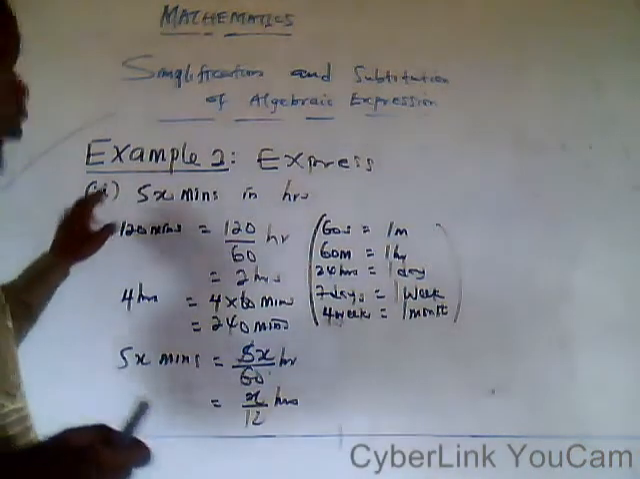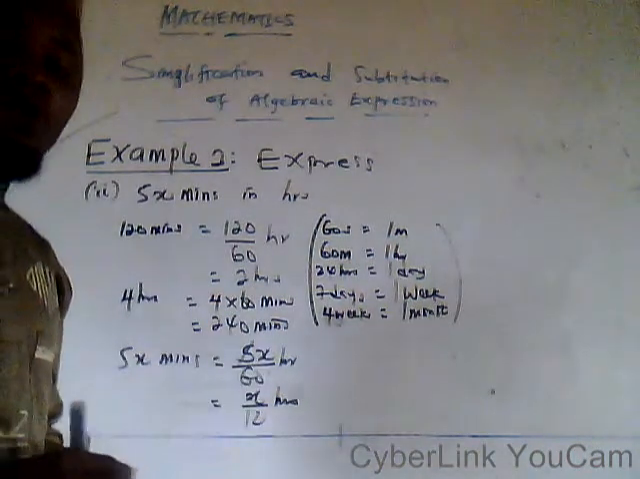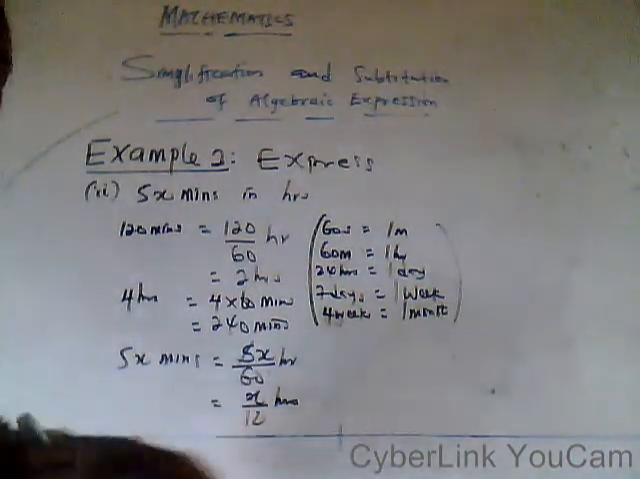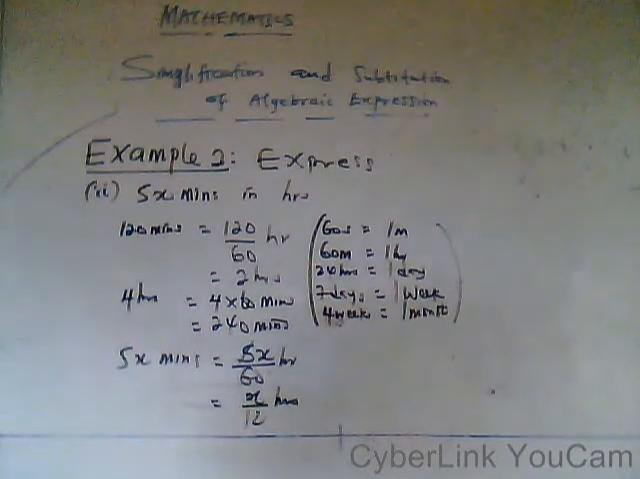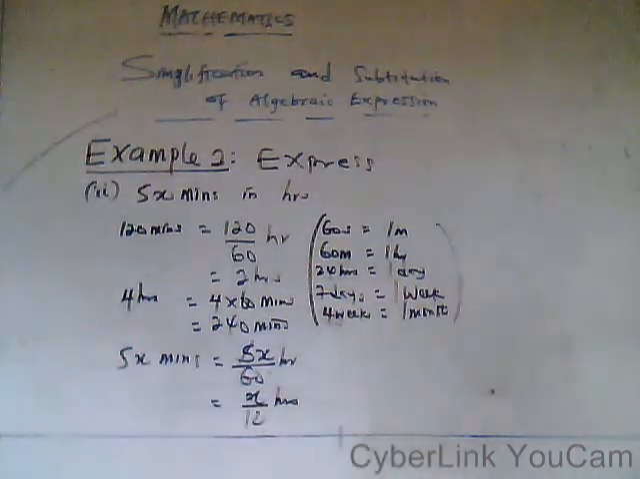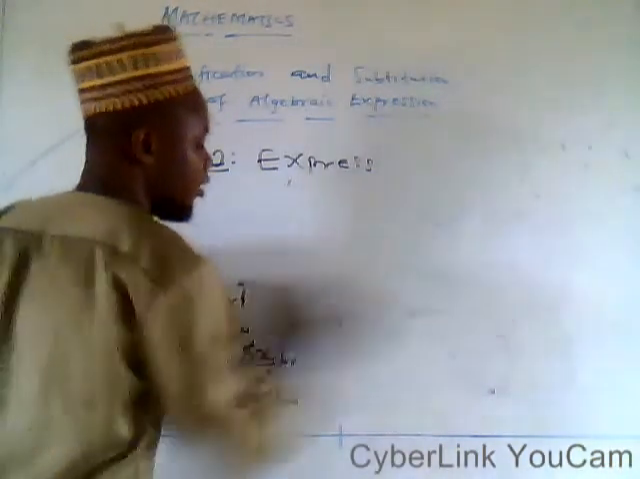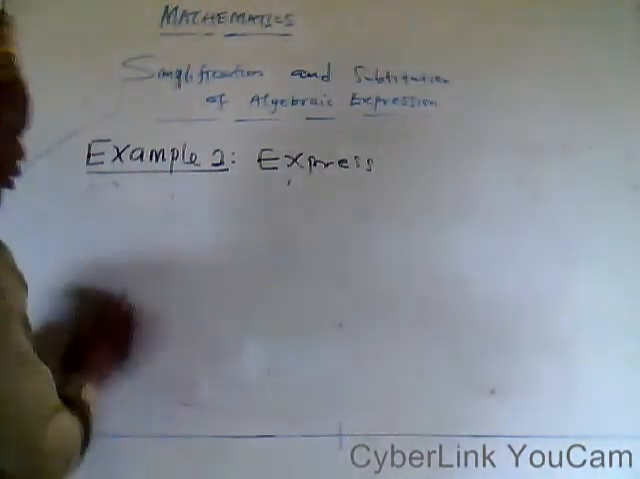So converting your 5x minutes to hours is x over 12 hours. That is your answer. So let's quickly go to the third part of this.